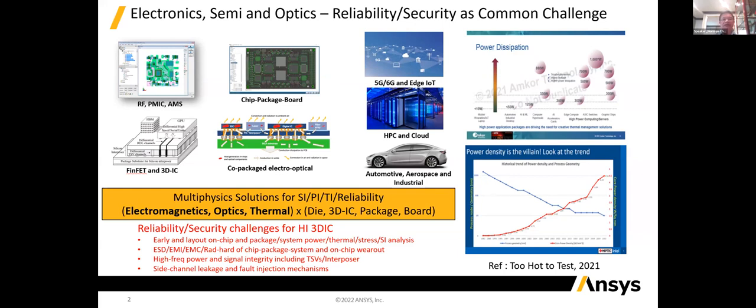Security is always in the picture. And from the DoD point of view, security has a combination of the root of trust in terms of the hardware design. So we will look at some of the opportunities from the side channel leakage and the fault injection perspectives.